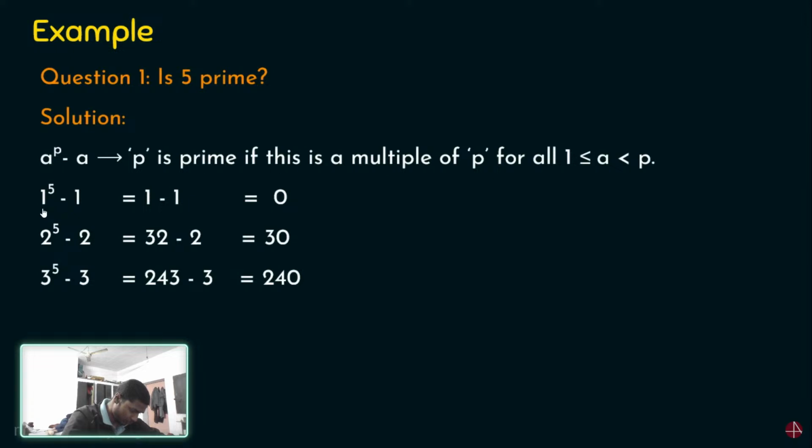So already we have completed a is equal to 1, 2, 3, and we are left with a is equal to 4. Let's do that now. When a is equal to 4, we get 4 power 5 minus 4, which is equal to 1024 minus 4, which is equal to 1020.